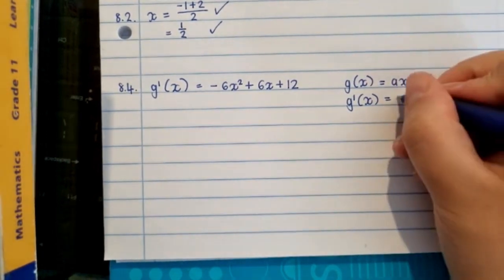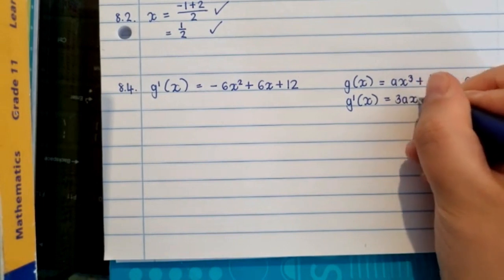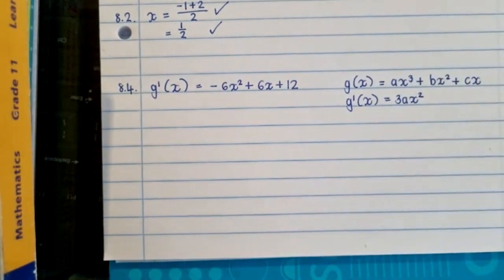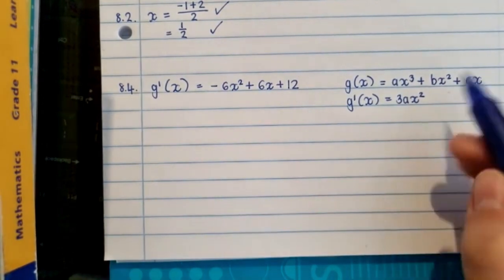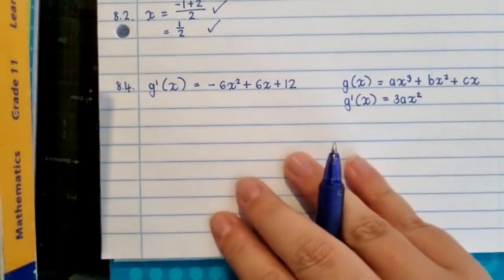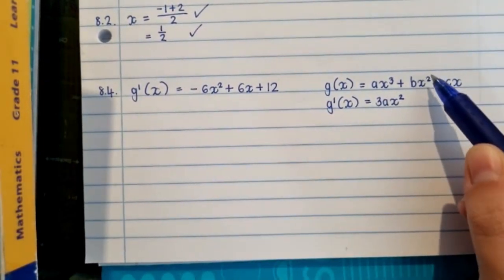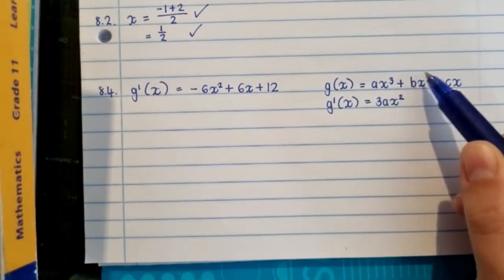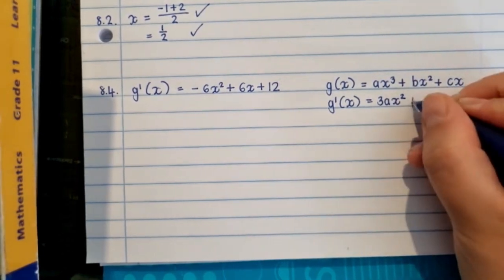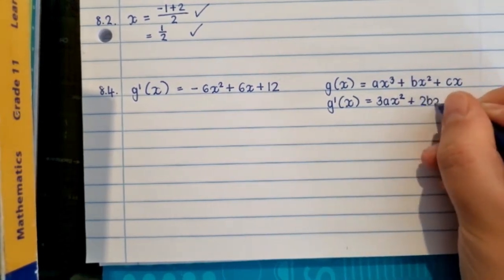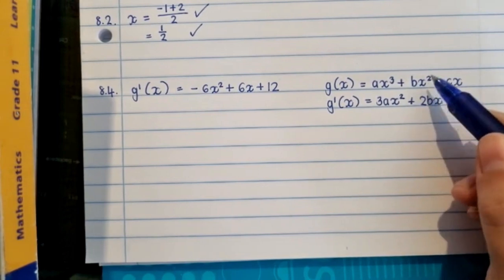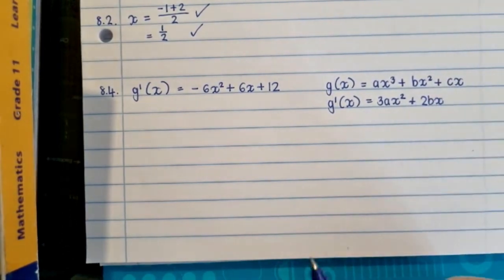So a times 3 would give you 3a, and then you would minus 1 from that exponent, right? So it would be 3ax squared, okay? Next term, again, b represents a number. So whatever b is, when we move that 2, when we multiply the 2 by that number, 2 times b is just 2b. And then x, the exponent is going to be 2 minus 1, which is 1.